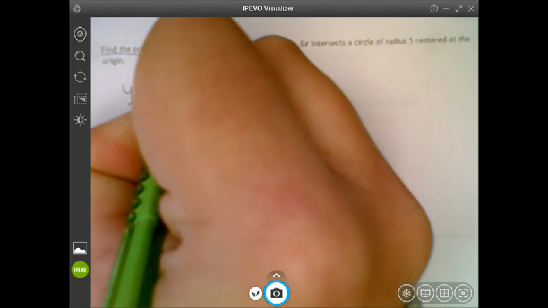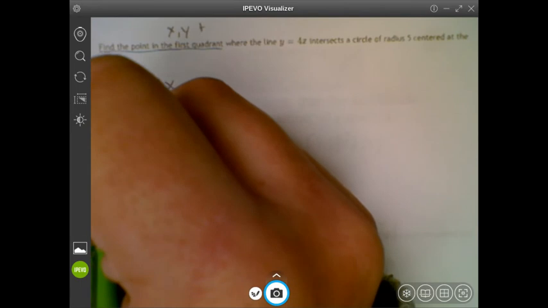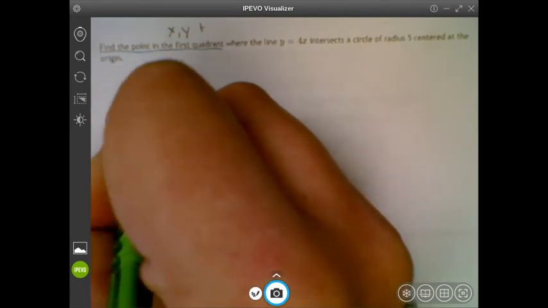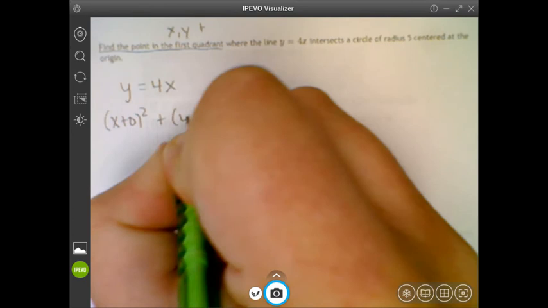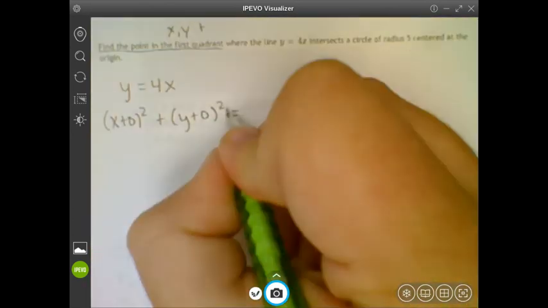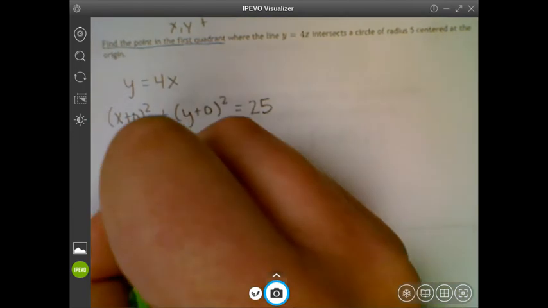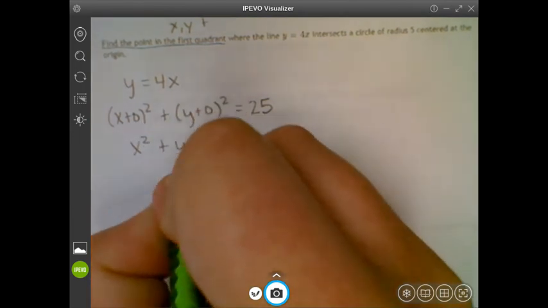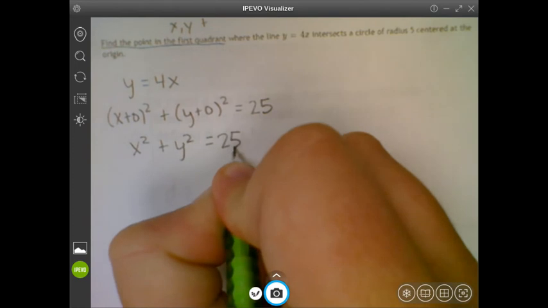And so one of our equations is y equals 4x. The other equation we're going to have to write, and we have talked about in this class how to write the equation of a circle of radius 5 centered at the origin. And so because it's at the origin, it would be (x plus 0) squared, and then (y plus 0) squared, and then equals your radius squared. So your radius is 5, so 5 squared is 25. This equation you should simplify down to x squared plus y squared equals 25. That's going to make it a lot simpler.